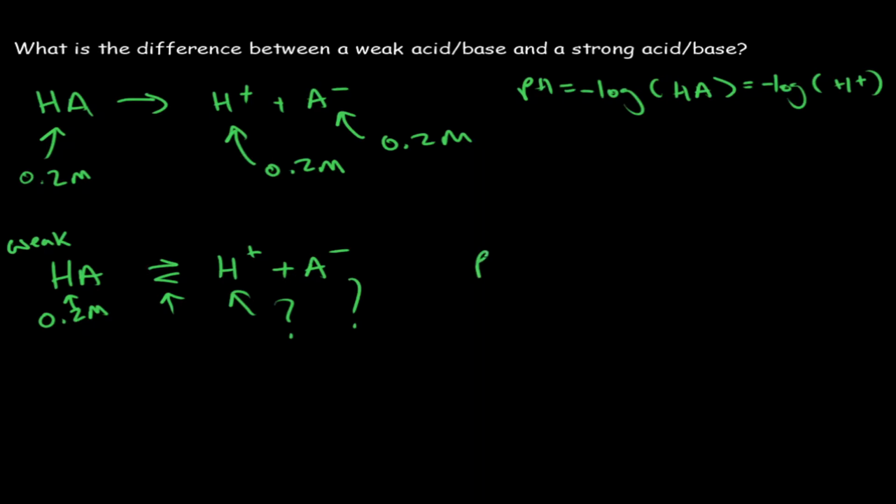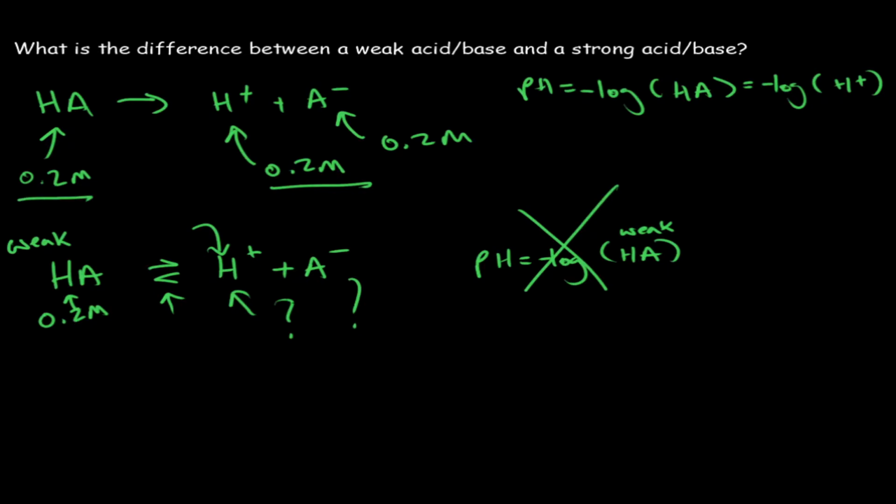So just doing pH is equal to the negative log of the weak acid's original concentration, right? This doesn't work because we don't know the concentration of the proton. Whereas in the strong acid, we knew that the concentration of the proton would be equal to the concentration of the initial acid. So that's the difference between a weak acid base and a strong acid or base. One fully dissociates and the other partially dissociates.